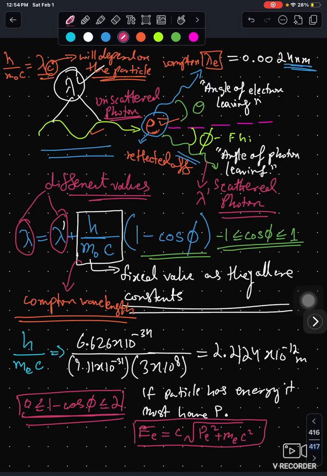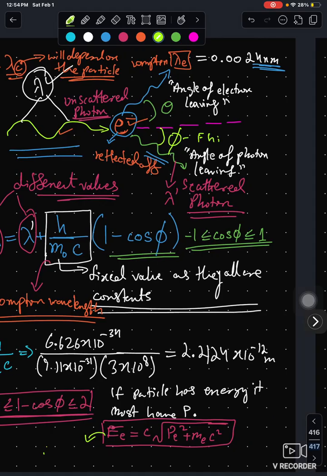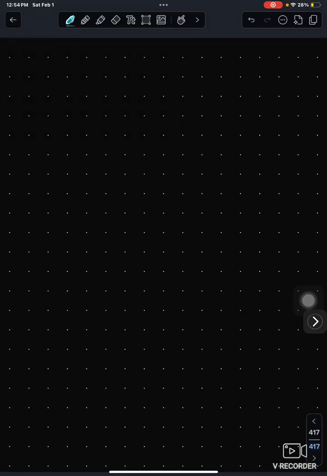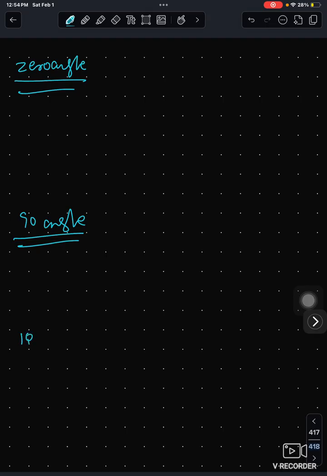This is just an equation, general information which you should keep in mind. And after that, one more thing is when we talk about the angles at which it happens, let's suppose we have different scenarios: at zero angle, at 90-degree angle, and then at 180-degree angle. We can have many other angles as well, but these are the main angles we're talking about.